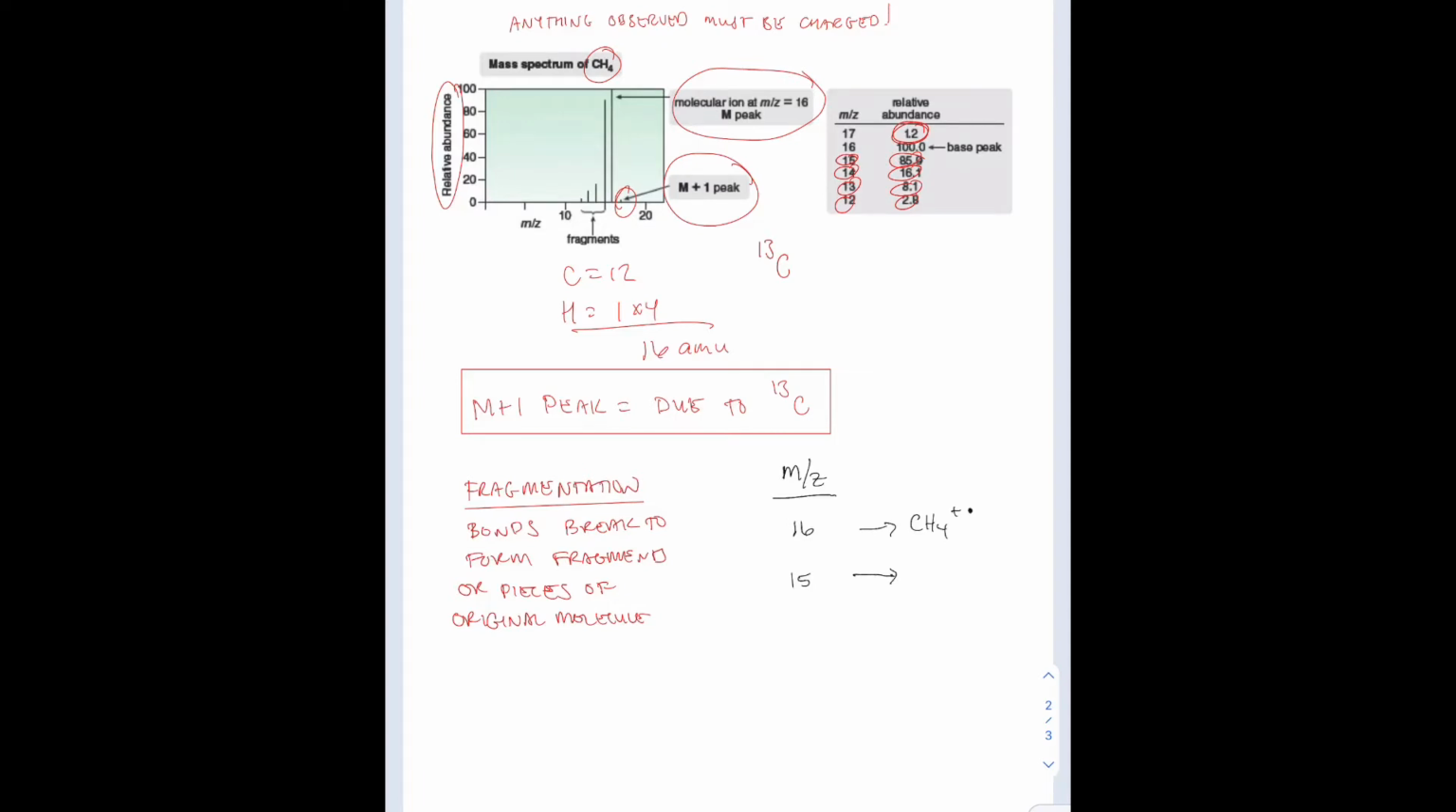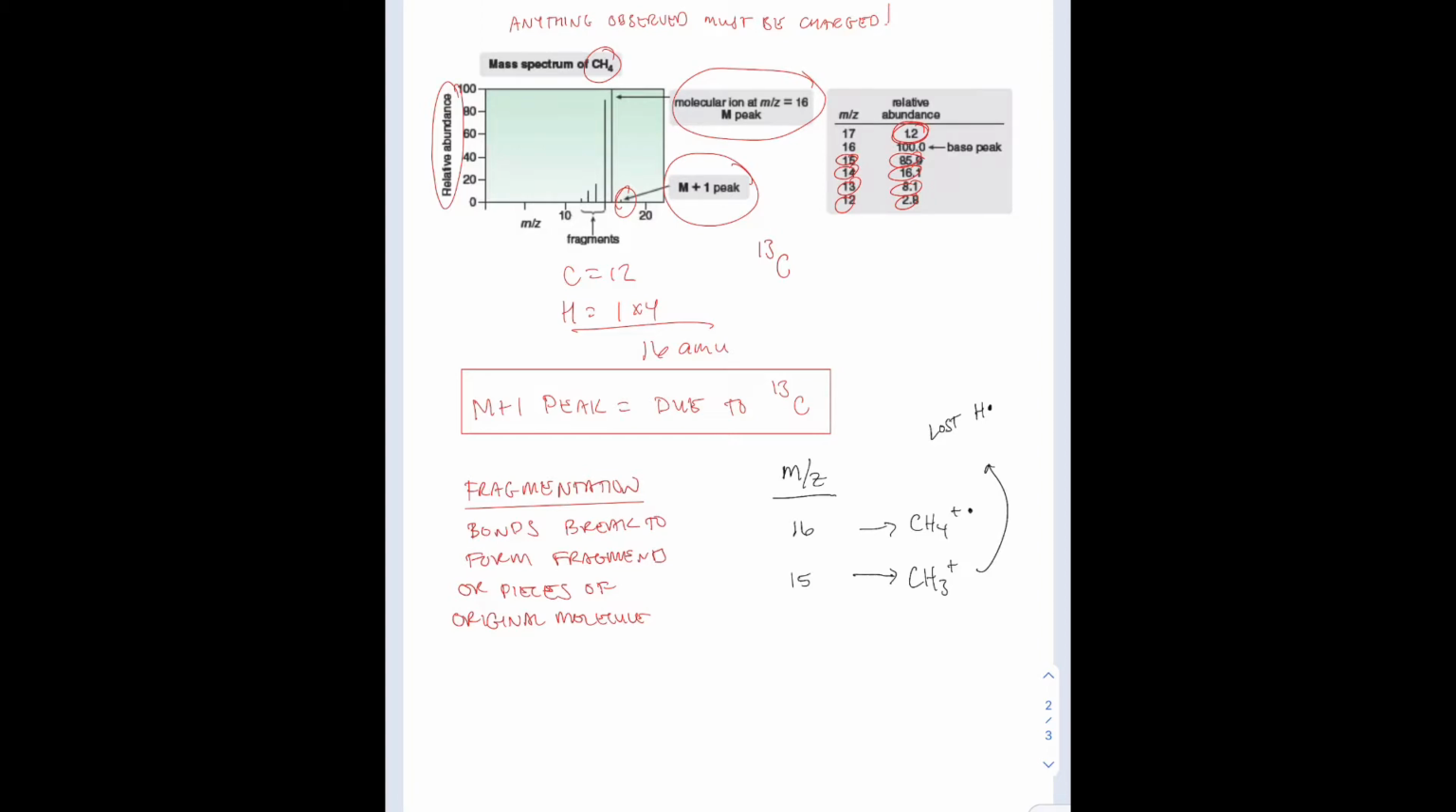But the mass to charge ratio of 15, that's when we lose one atomic mass unit. And the only thing on methane that weighs that much is a proton, essentially, or a hydrogen atom. And so what we've done is we've lost an entire hydrogen atom, and so we end up with CH3 plus, and so that means we lost H dot, so a hydrogen atom.